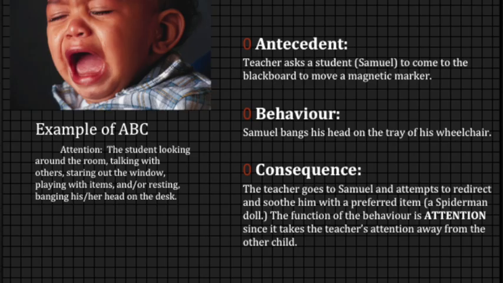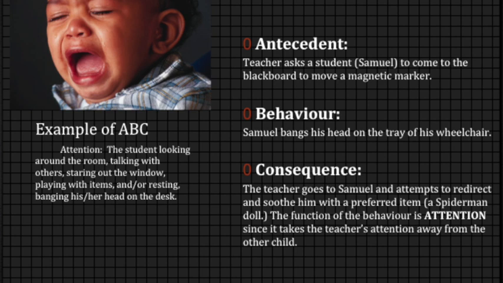To show you an example of ABC data collection, we'll be using attention as the behavior being observed. Attention is operationally defined as the student looking around the room, talking with others, staring out the window, playing with items, and/or resting or banging his or her head on the desk.